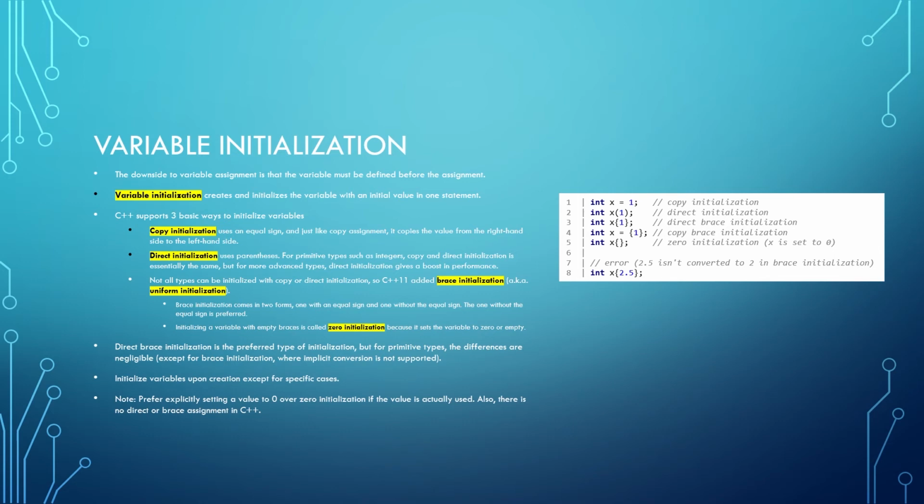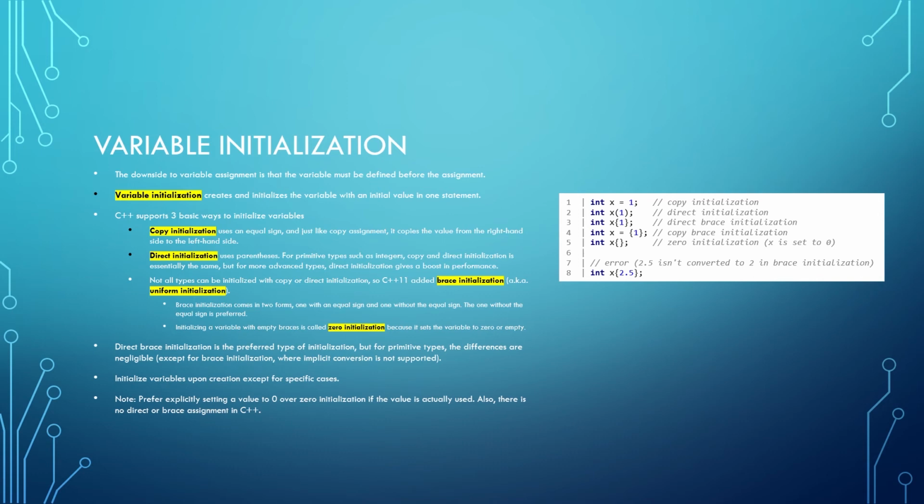And not all types can be initialized with copy or direct initialization. So C++11 added brace initialization. It's also known as uniform initialization. Brace initialization comes in two forms, one with an equal sign and one without an equal sign. The one without the equal sign is preferred. And initializing a variable with empty braces is called zero initialization because it sets the variable to 0 or empty.